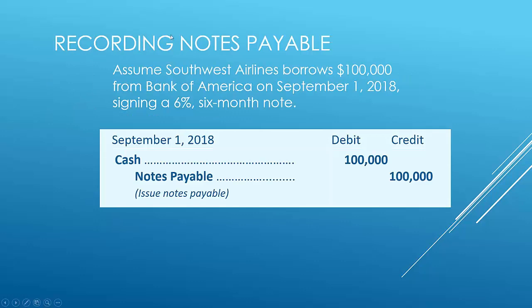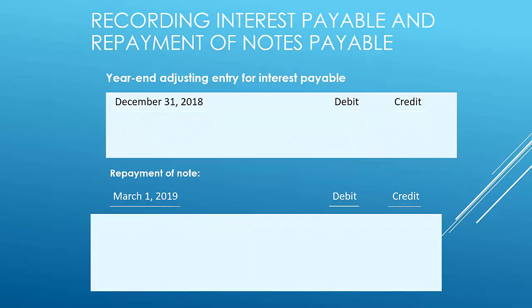So, assuming Southwest Airlines borrows $100,000 from the Bank of America on September 1st, they sign a 6-month note. So when they sign the note, they're going to take the $100,000. Why? Because the bank just gave them $100,000. So here comes my cash increasing, and I'm also increasing my notes payable by $100,000.